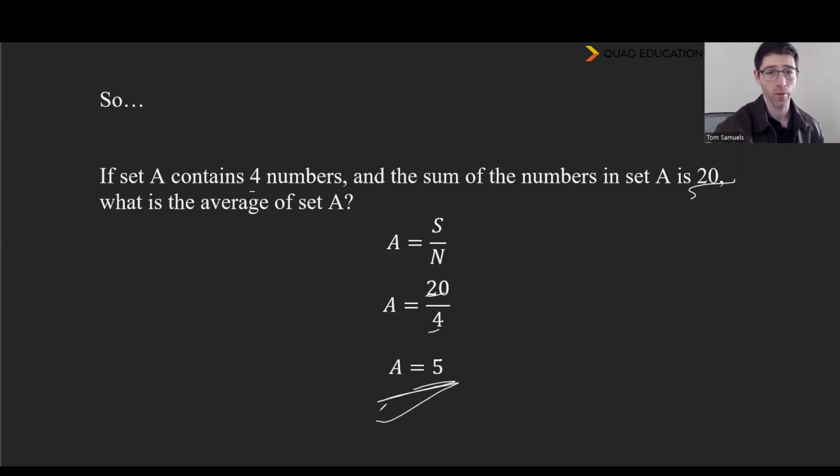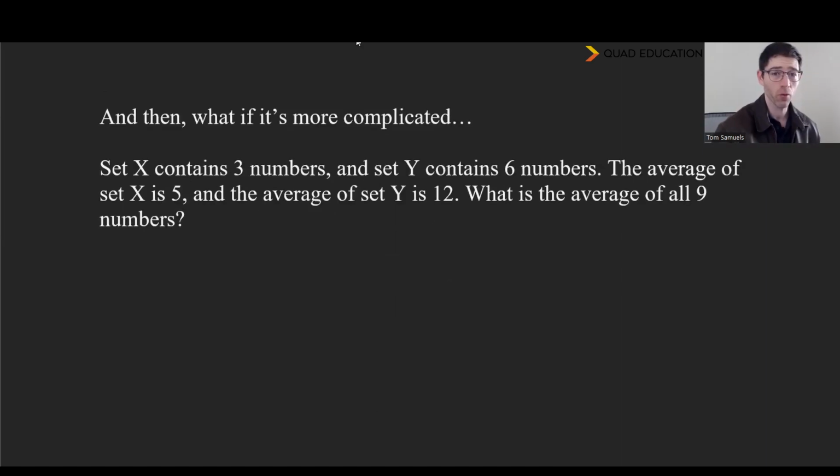And so we don't need to add a whole bunch of stuff up. We just have the sum, have the number, and then we're done. And then what if it's even more complicated? So take a look at this one. They're asking, set X contains 3 numbers and set Y contains 6 numbers. The average of set X is 5 and the average of set Y is 12. What's the average of all 9 of the numbers?